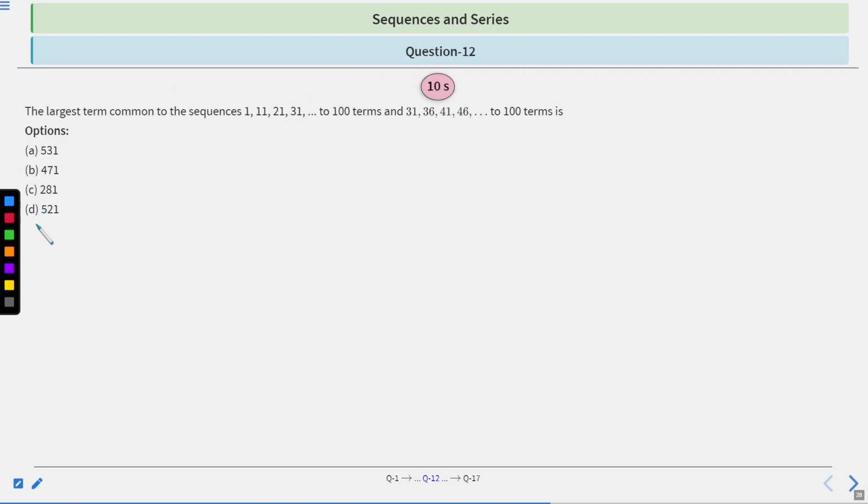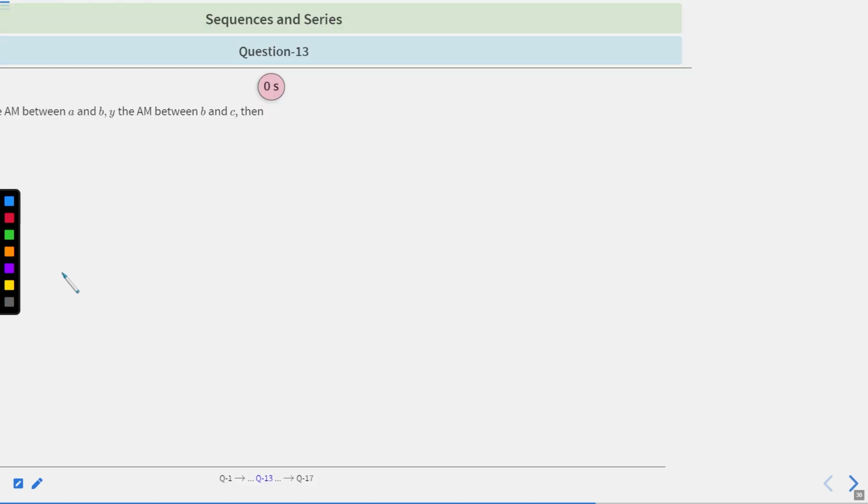Let's move to the next question, question number 13. If a, b, c are in GP, and x is the arithmetic mean between a and b, and y is the arithmetic mean between b and c, then we have to choose the correct option. So let's move to the solution part after 10 seconds.